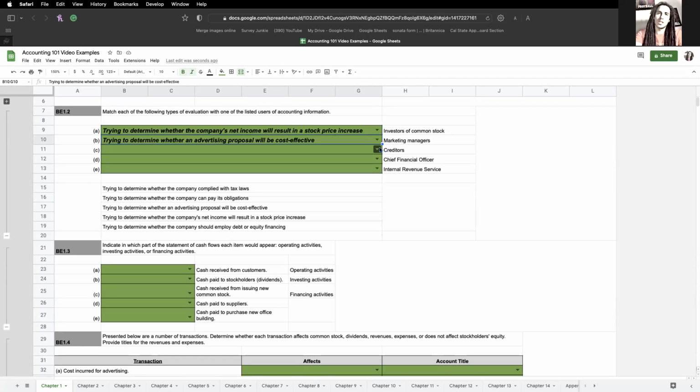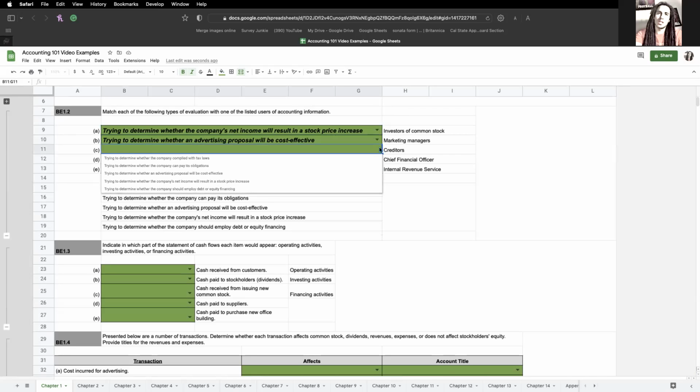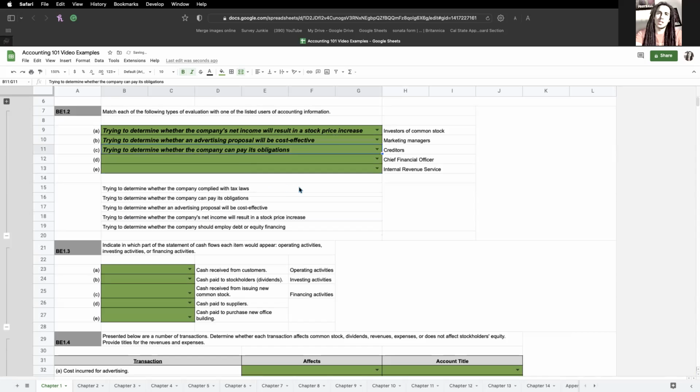Creditors, the parties that loan out money or loan out goods and will be owed back. What are they looking for? They are trying to determine whether the company can pay its obligations. This goes for suppliers that supply goods and services. This goes for credit unions. This goes for banks, and so on and so forth.